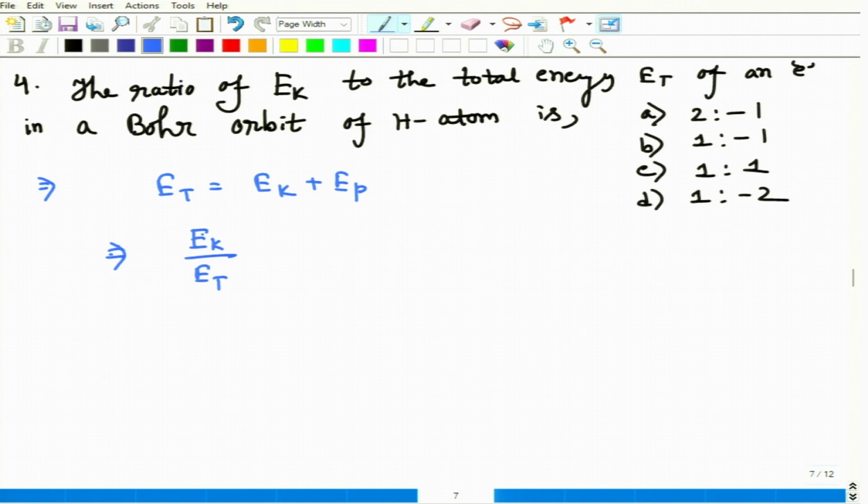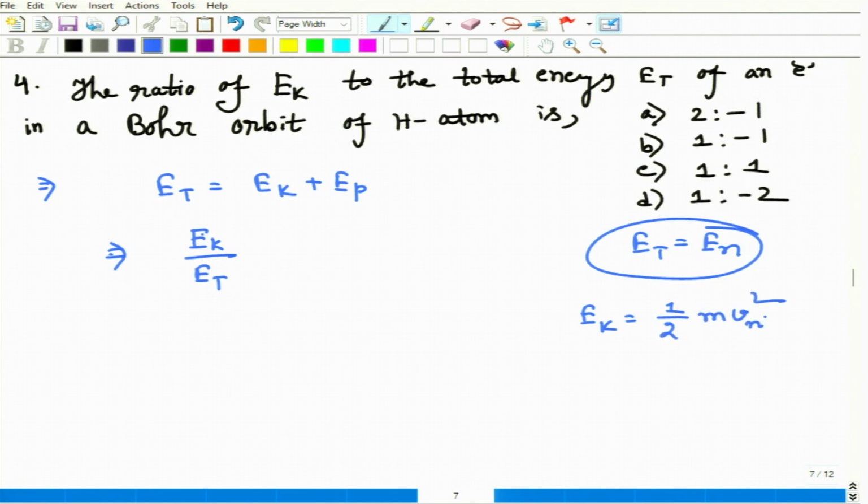Okay, ET is eventually En; for any atom, that's just En. And now what were the EK and EP? If you know this, then you can easily evaluate this. En we know, and EK we also found: EK should be half m Vn square. It must be for the same orbit, so it should be n, for a particular Bohr orbit. So it is half m Vn square.